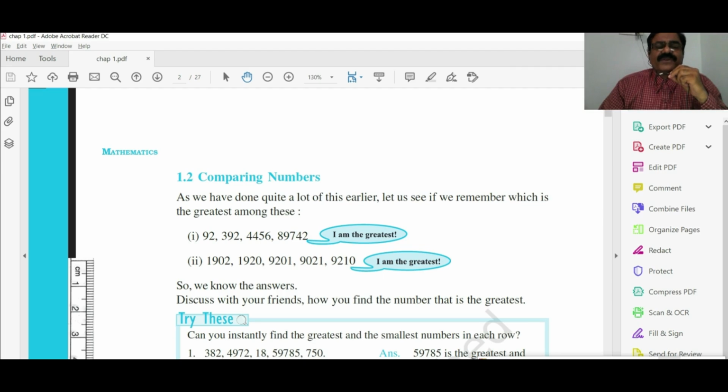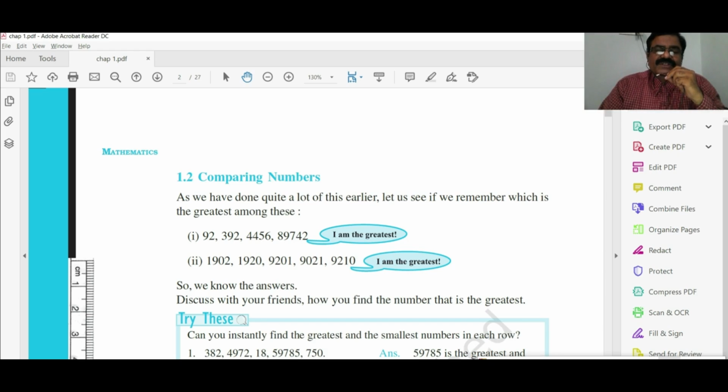compare the numbers. For comparing numbers, it is most essential that we learn and understand the specific digit, place and period, and this place and period can be understood by our Indian place value chart. For example, you can see if it has written 92, 392, 4456, 89742. In this series or sequence, if anyone is asking which is the greatest and which is the smallest, then what will you do?